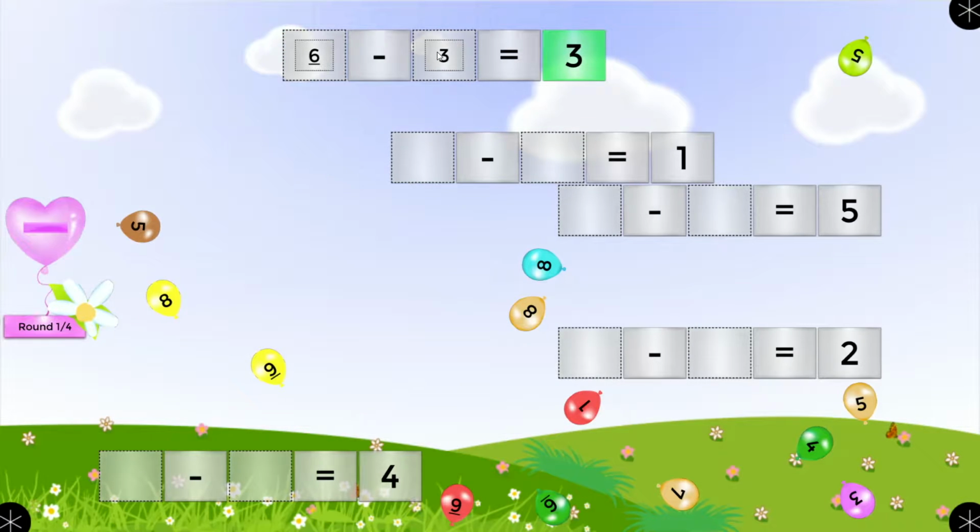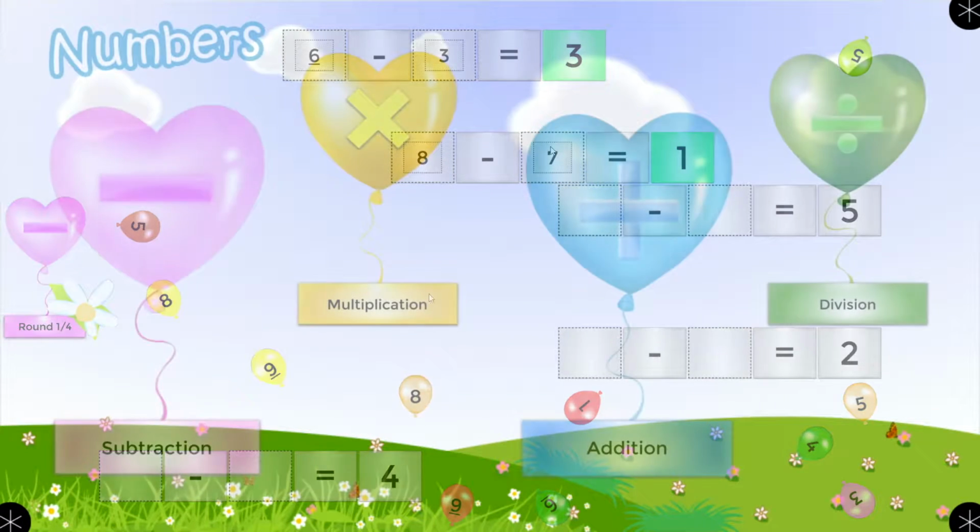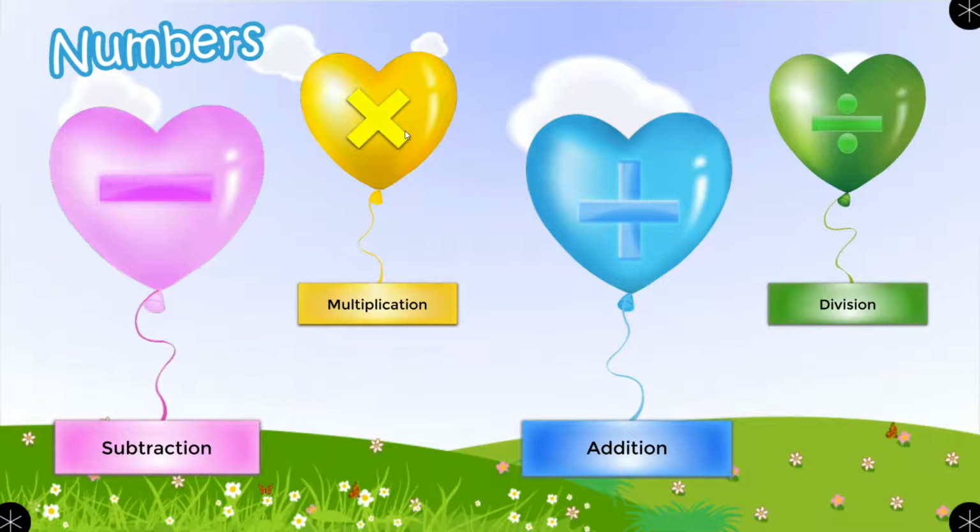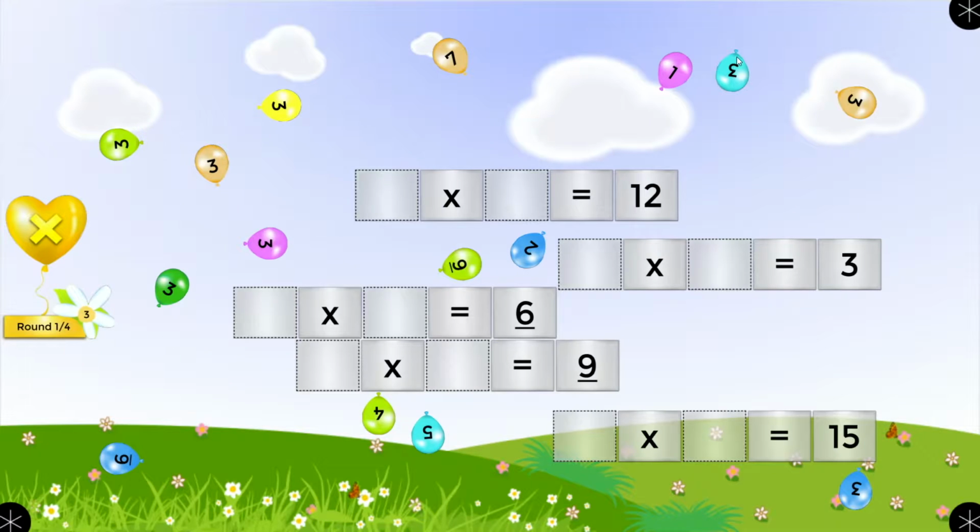Students complete subtraction problems in a similar way to addition problems. For multiplication and division, students first select a flower and balloon with the math fact set they'd like to practice, and then solve the problems by moving the numerals to build equations.